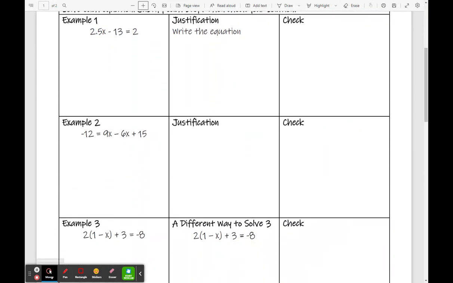All right, so let's start with example one. In example one, we have 2 and 5/10 x minus 13 equals 2. And so what I'm looking at is I have a variable with a coefficient and I have a constant. So the first thing I need to do is isolate that variable with coefficient. I'm going to do that by using inverse operations.